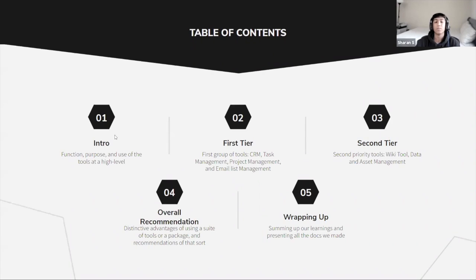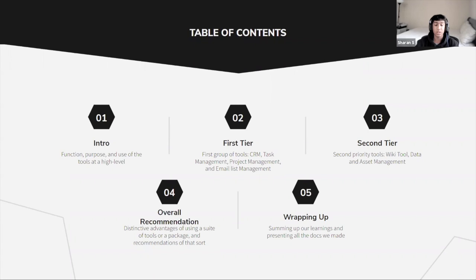All right, so for the table of contents, we have split up the presentation into a total of 5 segments. I'll be going over the first two sections, and Nirav will be going over the last three. So the first section is basically an introduction, including the function, purpose, and use of the tools as a nonprofit at a high level. The second section includes the first group or tier of tools. The first tier of the tools are the ones with the highest importance and the ones that make the highest impact on CCL.